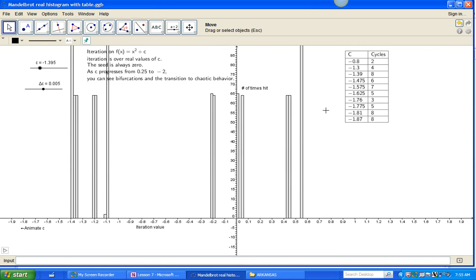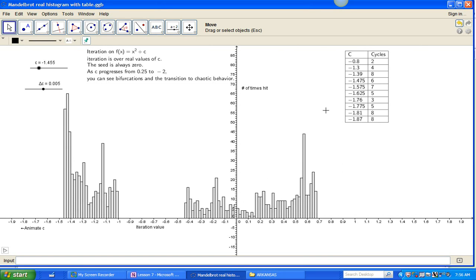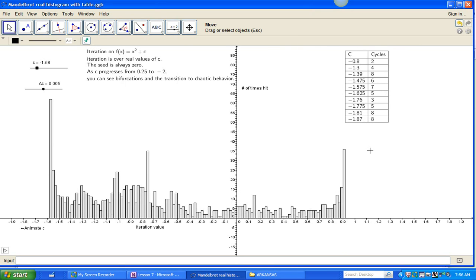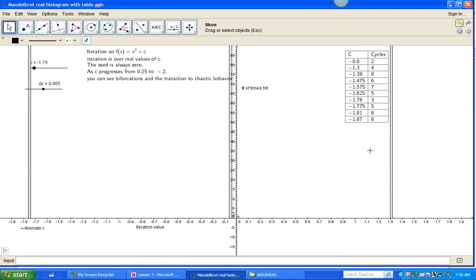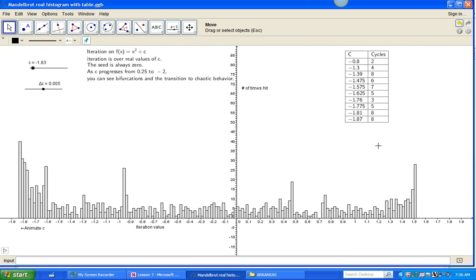Then we go through all sorts of different things, and there's a chaotic region, and we'll get to -1.475. Interestingly enough, it gets back down to a 6 cycle, and then -1.575 is a 7 cycle, and so on. We can find all those simply by going through here, and I've done that in advance. You'll notice in between some of these, like -1.76, we have a 3 cycle, but right before that and right after, we're into chaos again.